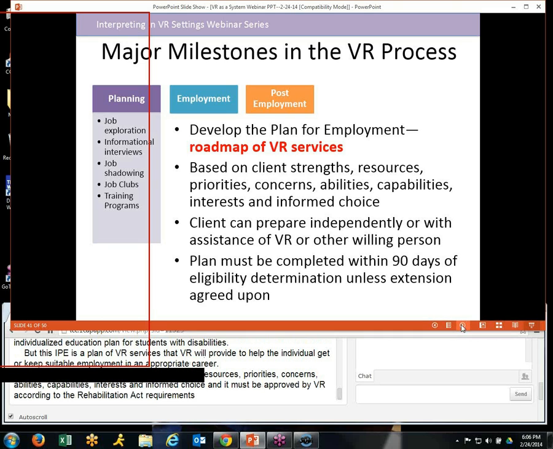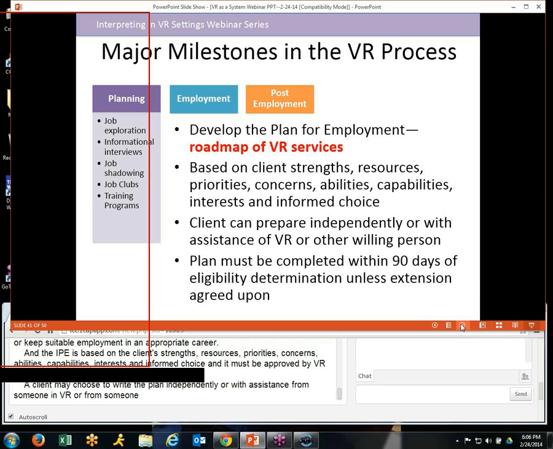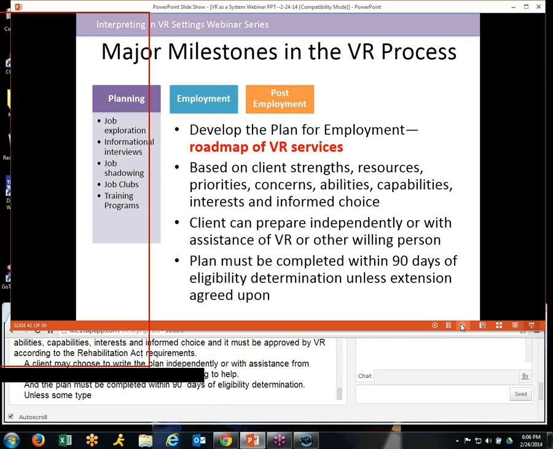A client may choose to write the plan independently or with assistance from someone in VR or from someone else who is willing to help. And the plan must be completed within 90 days of eligibility determination, unless some type of agreement for an extension occurs. Next slide.